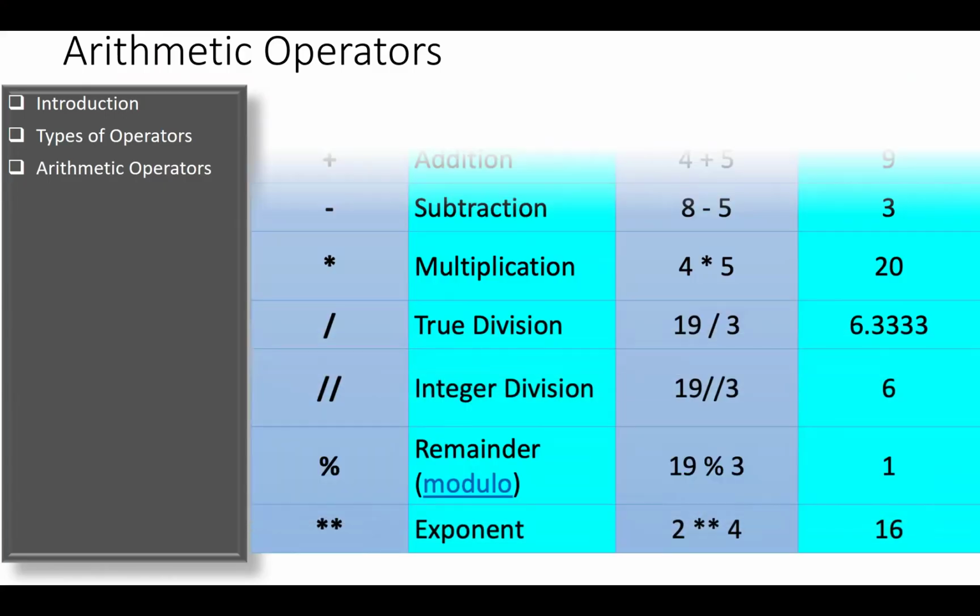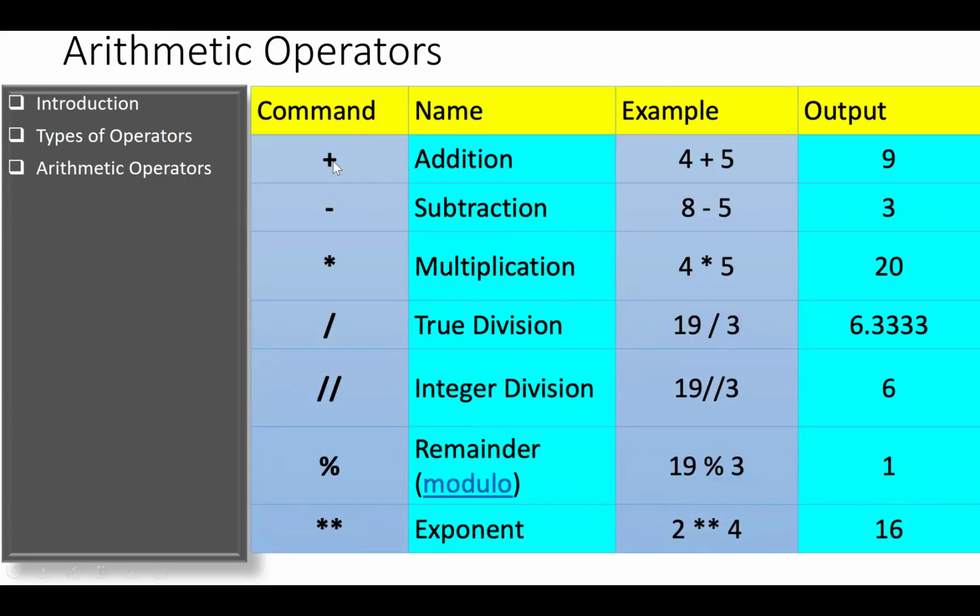Let us discuss arithmetic operators. Plus represents addition, the sum of two numbers, so you get the output 9. Minus means subtraction of two numbers, and you get 3. The asterisk represents multiplication: 4 into 5 gives 20. Slash represents true division: 19 by 3 gives 6.3333. The double slash represents integer or floor division: 19 floor divided by 3 is 6. And percentage is the remainder, which is equal to 1.